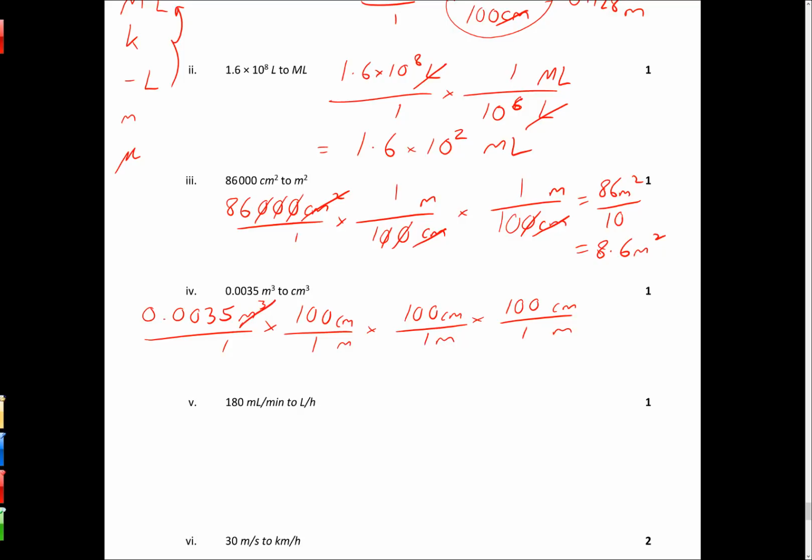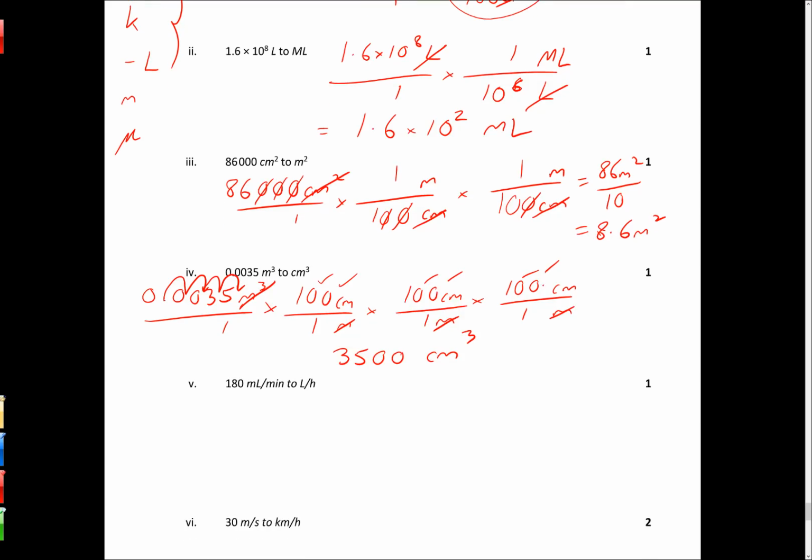M cubed is cancelled, the m. My answer is now in centimetres cubed, but I've got to times that decimal by 100 times 100 times 100. The first times 100 makes it 0.35, the second times 100 makes it 35, and the third times 100 would make it 3500 centimetres cubed. That was 6 moves bigger. For 1, 2, 3, 4, 5, 6 zeros, 6 moves bigger, ended up at 3500.